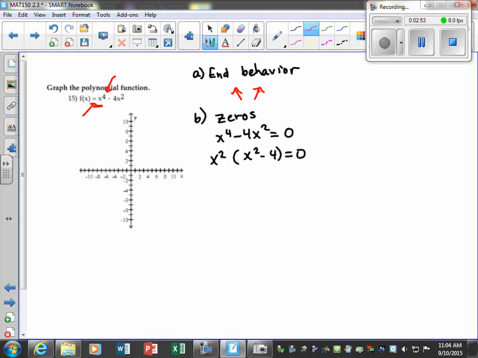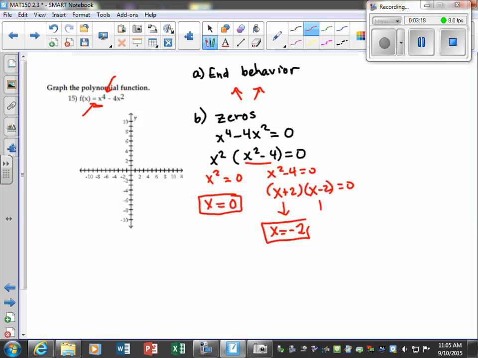Well, now we're ready to say x squared is equal to 0, and then x squared minus 4 is equal to 0. This one just gives us the root of 0. This one would be x plus 2, x minus 2 is equal to 0. So what does this one give us? X equals negative 2. And this one gives us x equals positive 2.